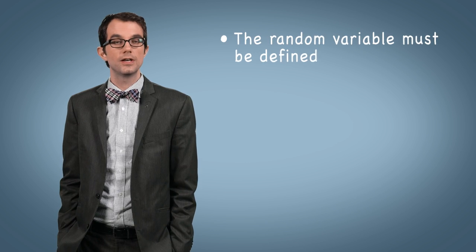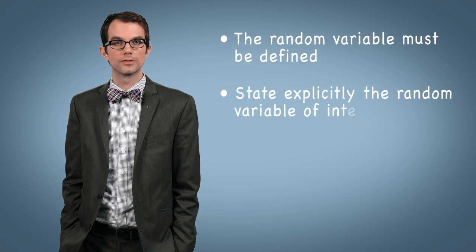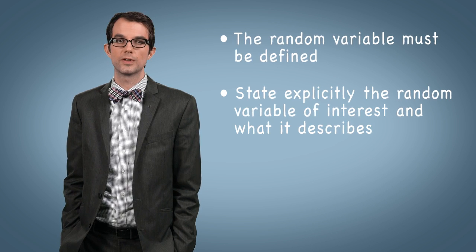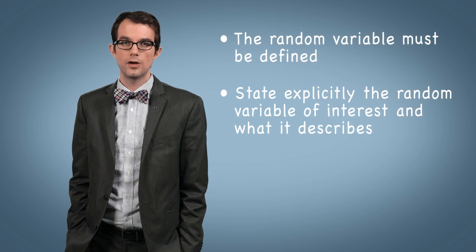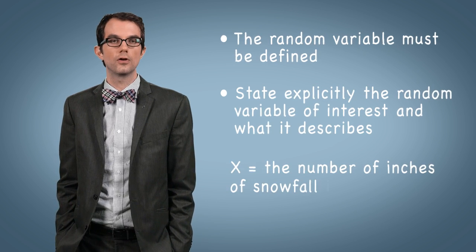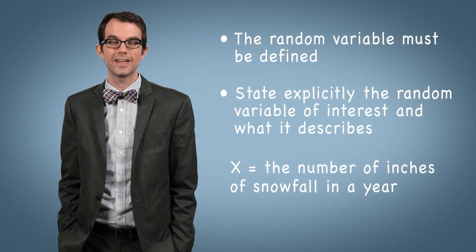And for all the probability problems that you'll encounter in this class, you must define the random variable. State explicitly the random variable of interest and what it describes, such that it's much easier to find the probability of a particular realization of that variable. For example, we said random variable x was the number of inches of snowfall in a year. We must explicitly state this variable.